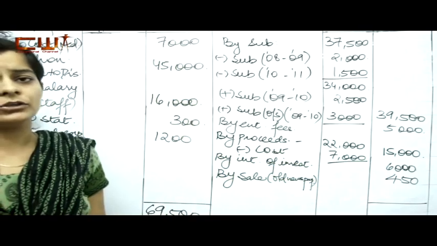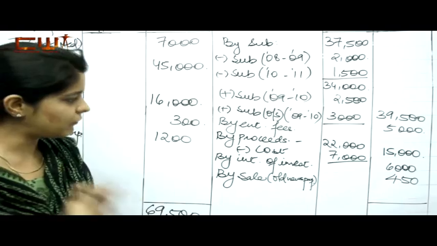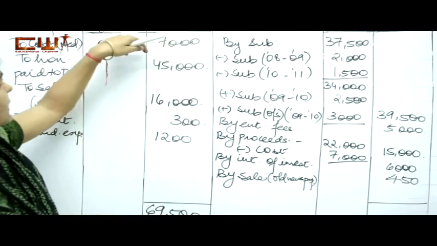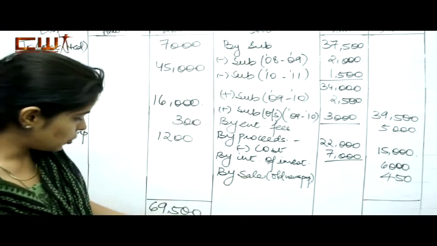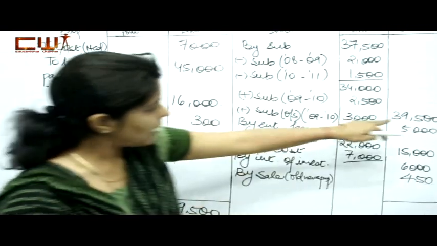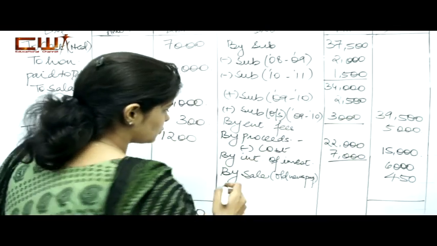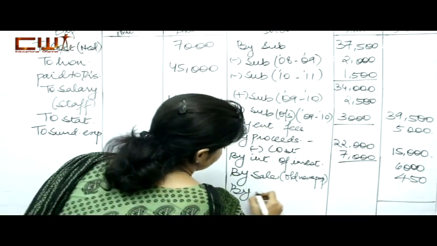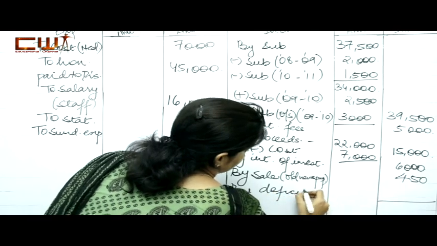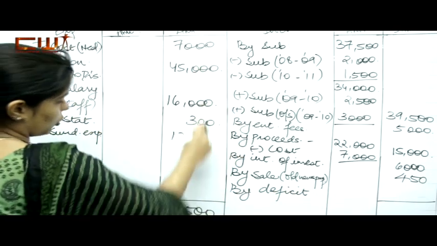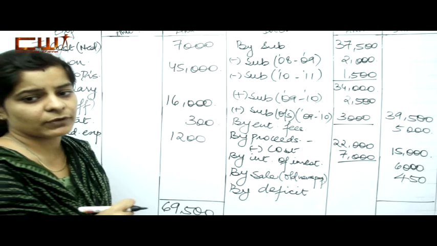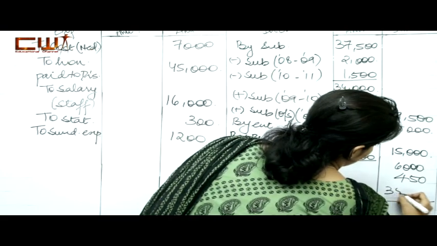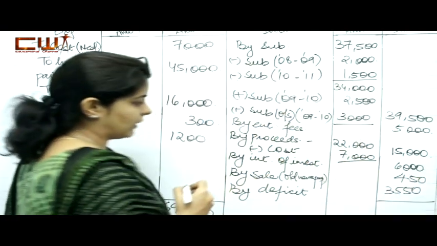Now this is falling short by 3,550, right? So the expenditure side is more, the income side is less. So this 69,500 minus all the totals, you will get a deficit. Deficit means total of this column minus total of this column. What is the difference? You will write here. That is also known as the balancing figure. So you are getting a balancing figure or a deficit of 3,550.